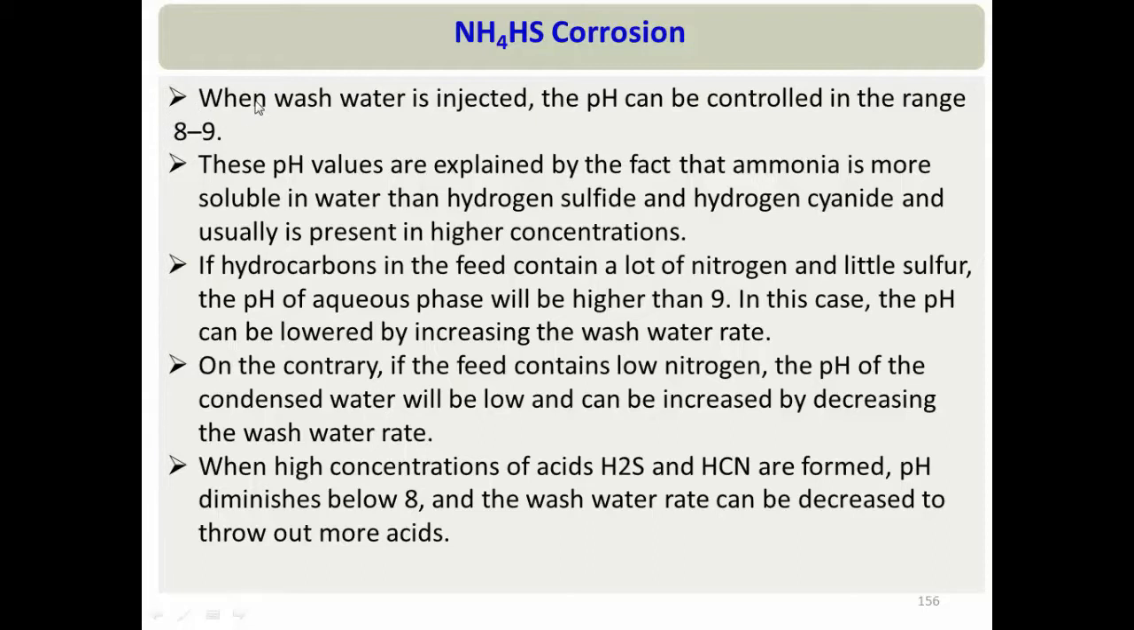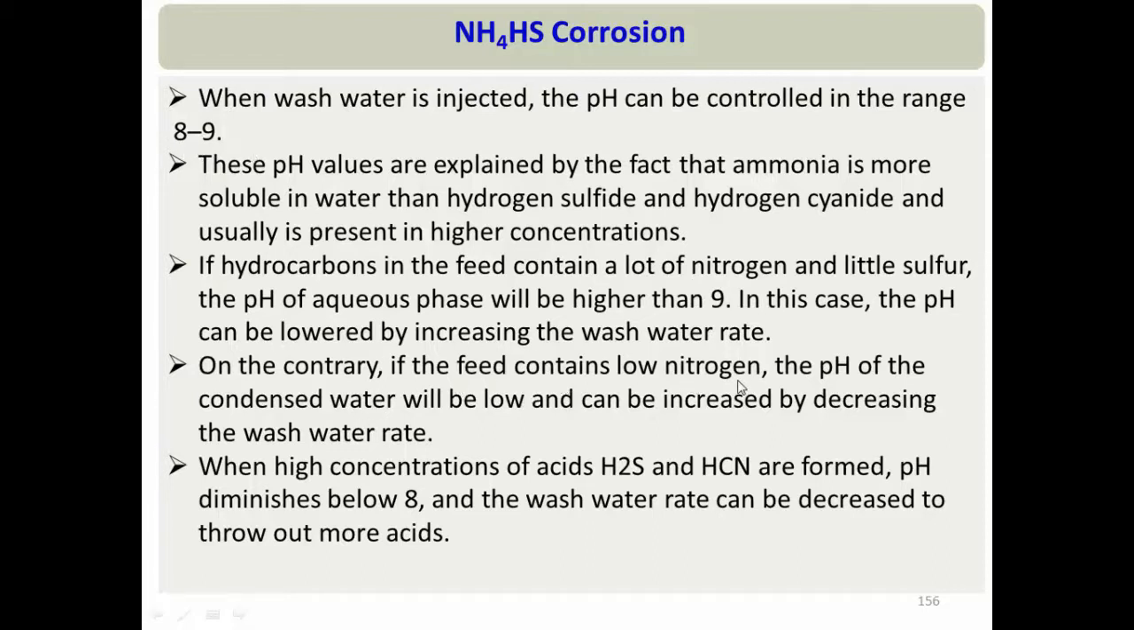As I have already discussed, ammonia is more polar in nature, and because of that, ammonia is more soluble compared to hydrogen sulfide or hydrogen cyanide. So basically, they are present in that system generally in higher concentration. If the feed contains a lot of nitrogen, in that case pH may go above 9, and what we should do is increase the water washing rate so that the concentration of ammonia goes low and pH will reduce and come into this range.